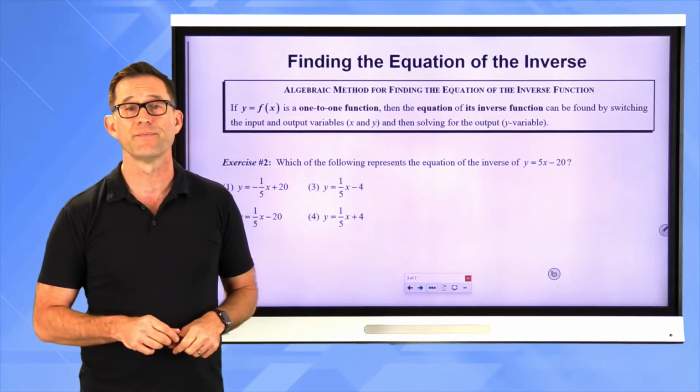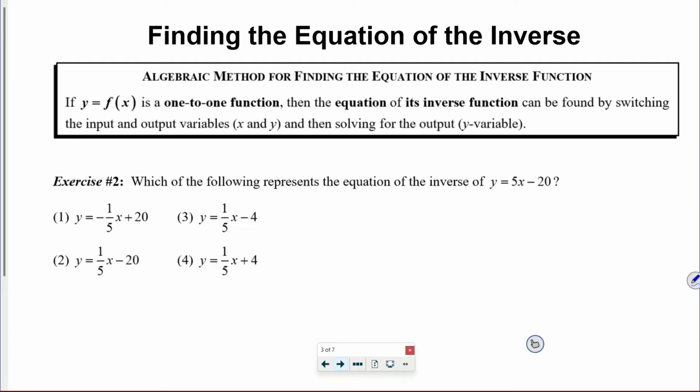Let's take a look. Algebraic method for finding the equation of the inverse function. If y equals f of x is a one-to-one function, then the equation of its inverse function can be found by switching the input and output variables, x and y, and then solving for the output variable, the y variable.